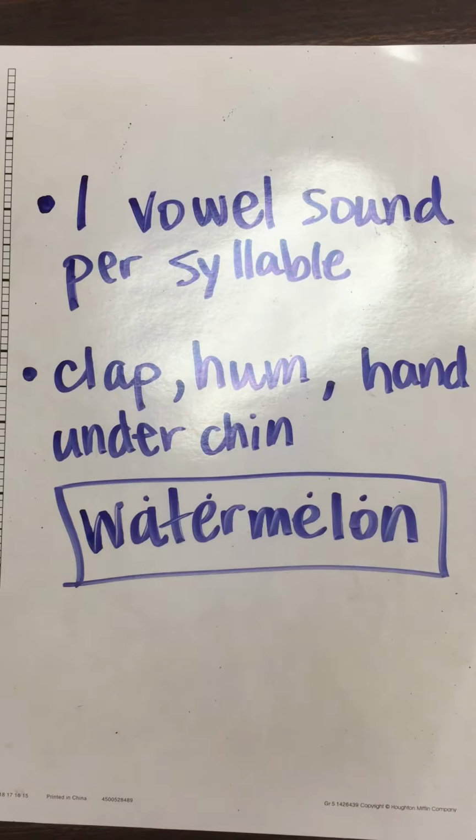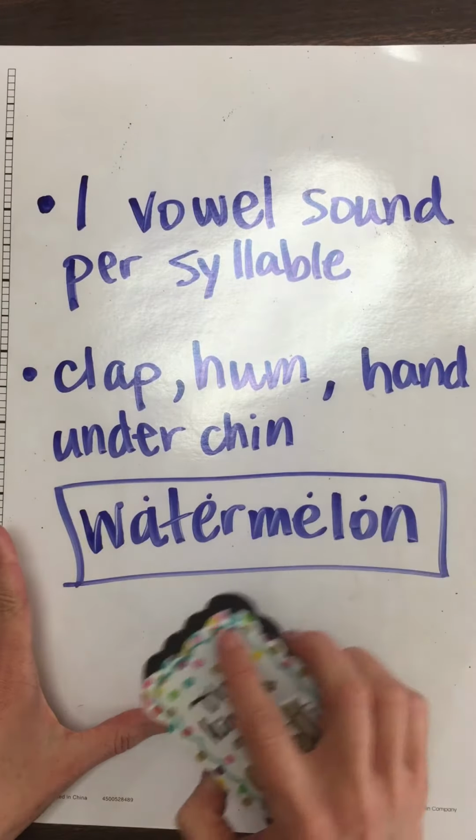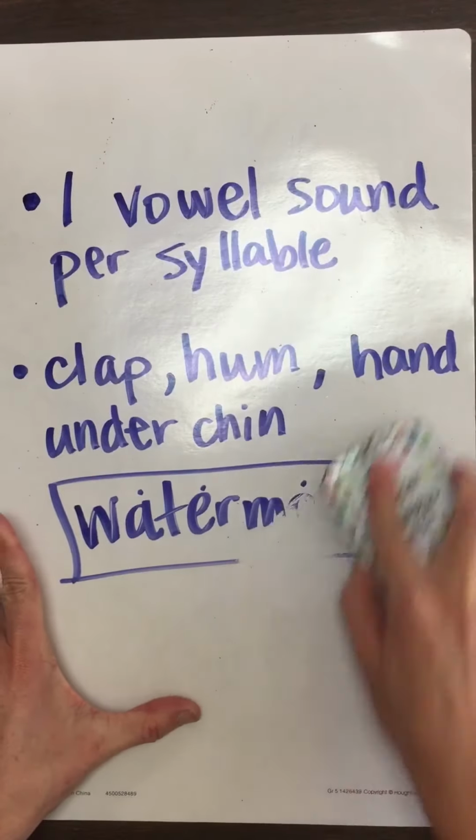Also, if the kids put their hand under their chin and they say the word watermelon, each time their chin goes down, that is a syllable. So those are just some ways to make it tactile so that kids can recognize where those syllables are.